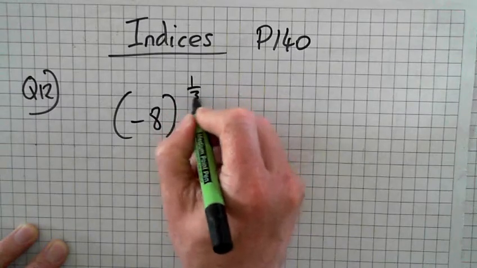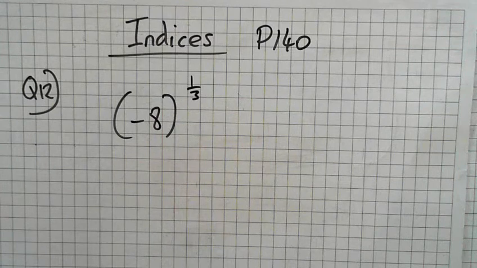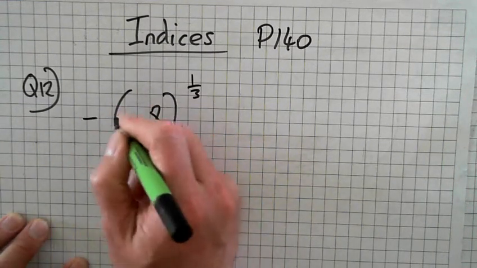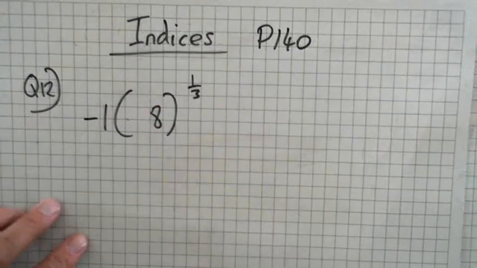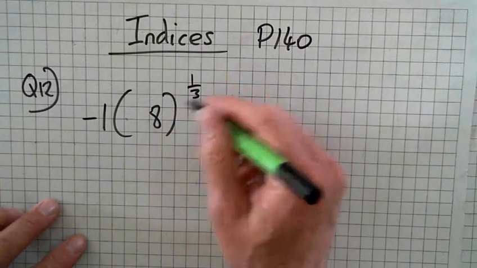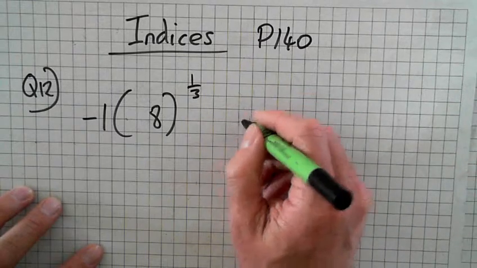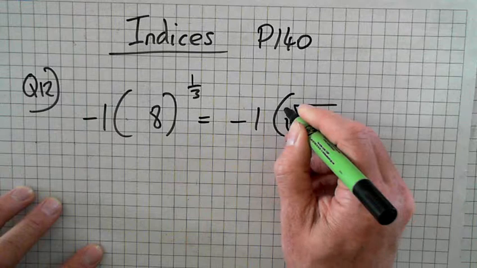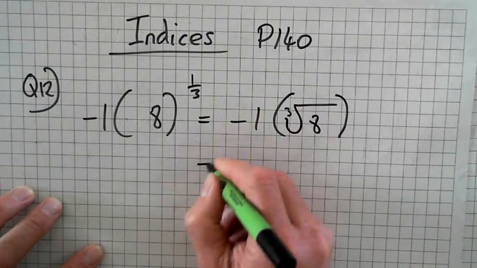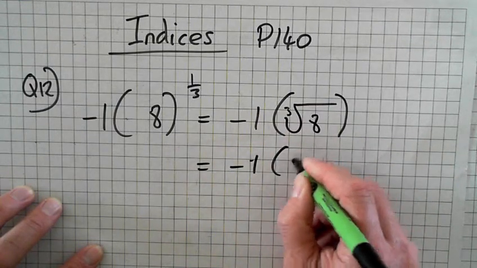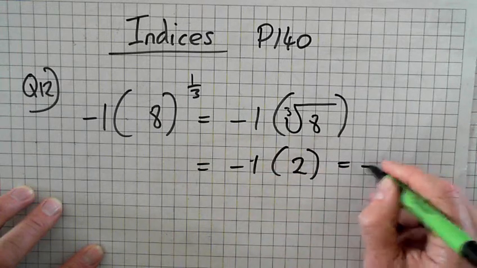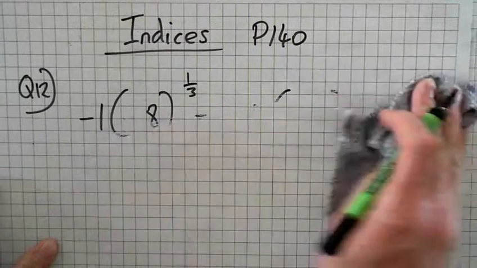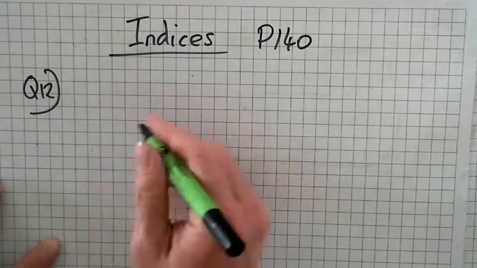Minus 8 to the power of 1 over 3. The first step is to take the minus outside. Minus 1 outside, and we'll concentrate on the 8. What's the third root of 8? 2. So minus 1 times the third root of 8 is minus 1 times 2, which is minus 2. Nice one.